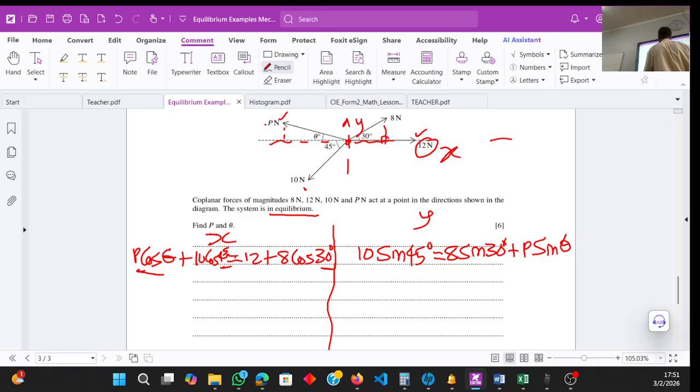And the only way in which we can easily eliminate one is to bring in the identity tan theta is equal to sine theta over cos theta. So let's see how we bring it. We'll be forced to transpose what we have here, which is 10 cos 45. So as I'm doing the calculation, it will be P cos theta being equal to, here I have 12 plus 8 cos 30. But this one, once transposed, becomes negative 10 cos 45.